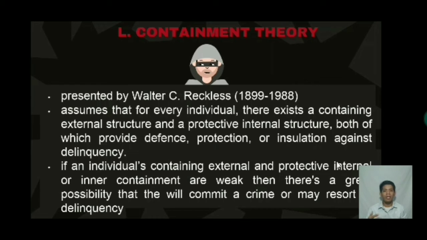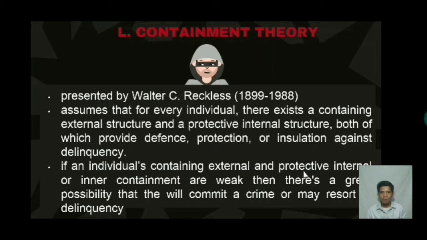When you are invited by a friend to use a drug, plus you are an orphan, then the possibility is that you will be able to use it and do it, that you do the things you should not do. So that's the meaning of containment theory.